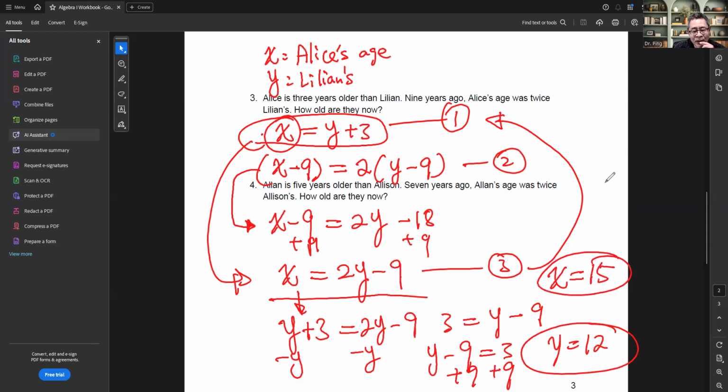Okay, now we can see that Alice is 15 and Lillian is 12. So right now, Alice is 3 years older, but 9 years ago, Alice would be 6 and Lillian would be 3. So 6 is twice 3, which means we got that right.